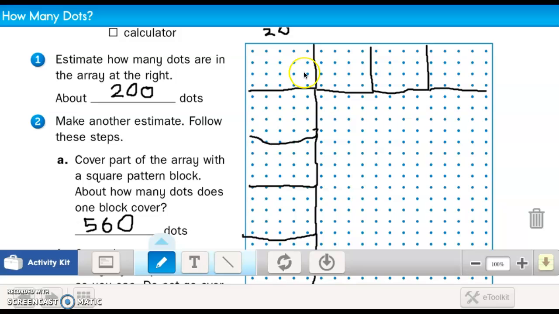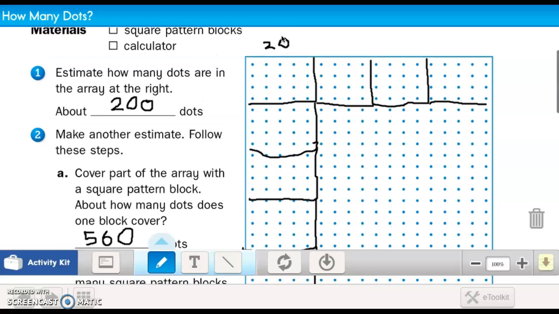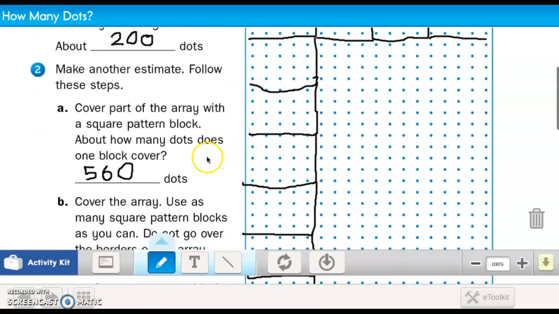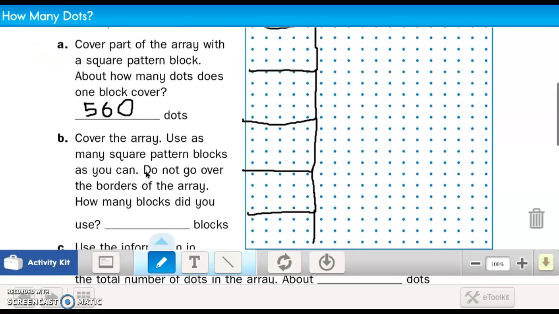counting 20, 20, 20, and so on. And I just counted by twos because 20 is like 2, counting by twos, except there's a 0. So when I counted by twos, I got 56, and then I just added a 0. So I am estimating now that I use these squares that there are 560 dots.